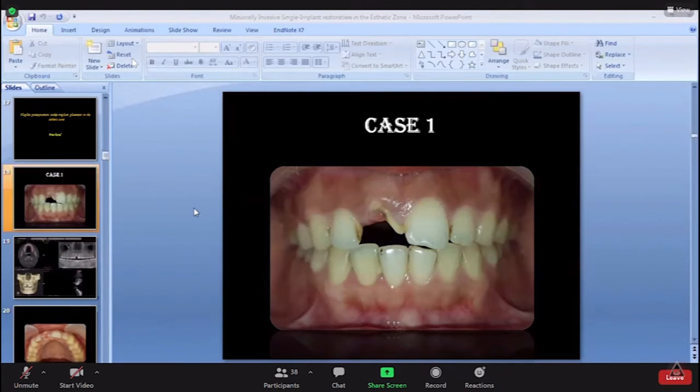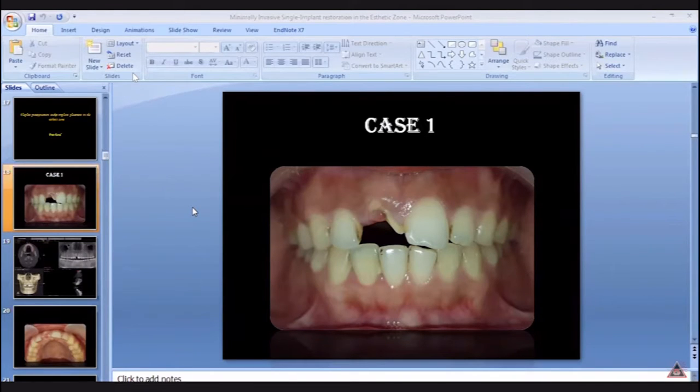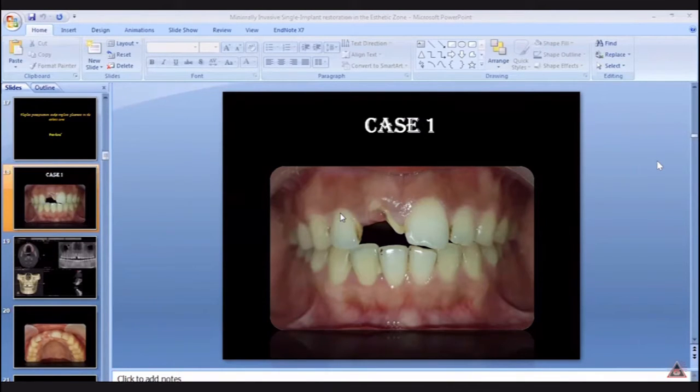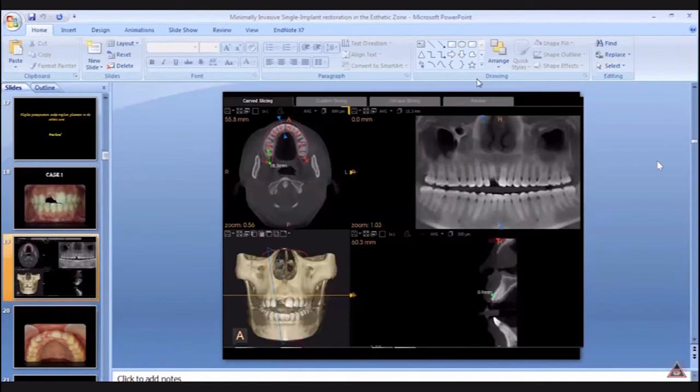I will show you implant cases. Suppose a patient comes to you with a fractured tooth and you cannot save that tooth endodontically, no root canal treatment with post. Then what do you do? So this is a case with a fractured 11. So we go for CBCT.